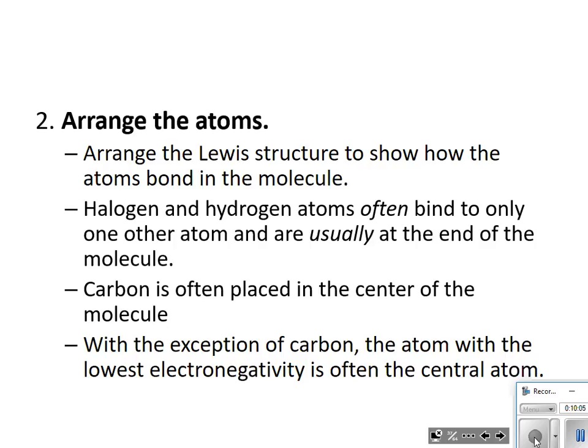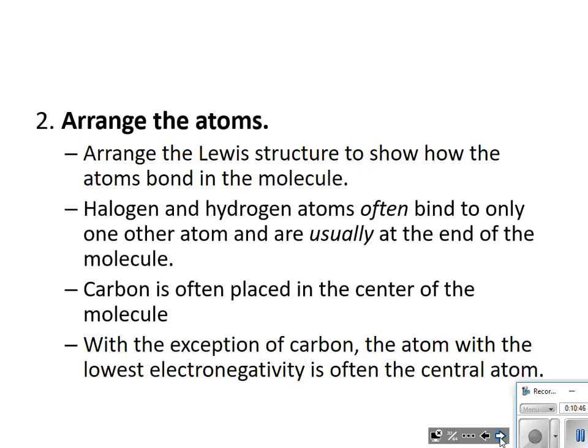If we have carbon, it is often placed in the center of the molecule. So usually, carbon is in the center if it is there. With the exception of carbon, the atom that goes into the center is often the lowest electronegative atom. So if you don't have carbon, you need to look at the electronegativities unless it's a halogen or hydrogen. Okay?